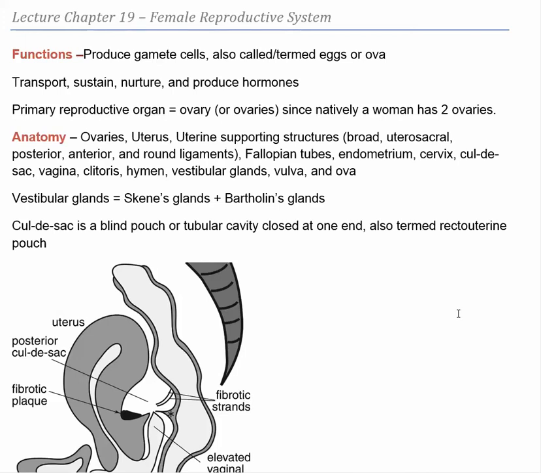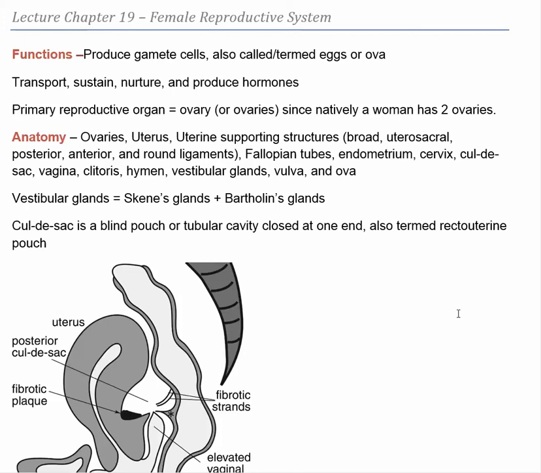Moving on to chapter 19. Chapter 19 is focused on the female reproductive system. Again, you should be familiar with the functionality of the system and all of the organs that compose this particular system, such as the ovaries, the uterus, the fallopian tubes, endometrium, the cervix, etc.